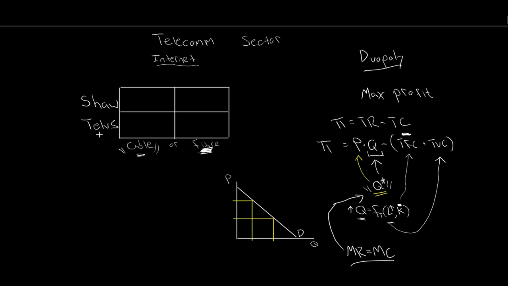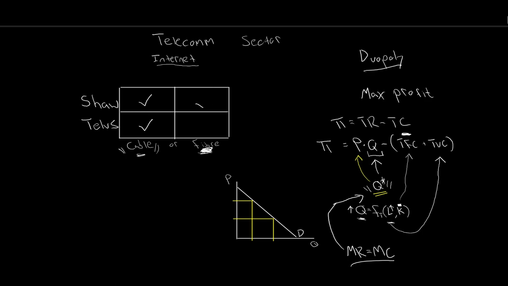If Telus has said, yes, I'm going to do cable, well, then Shaw has two options. Shaw could also do cable. That is, these two could essentially decide to not compete with each other. Just, look, I'm not going to incur any extra cost. If you don't lay fiber, you don't incur any extra costs. People don't get fiber, but we get to split pretty handsome profits between us without taking these costs.